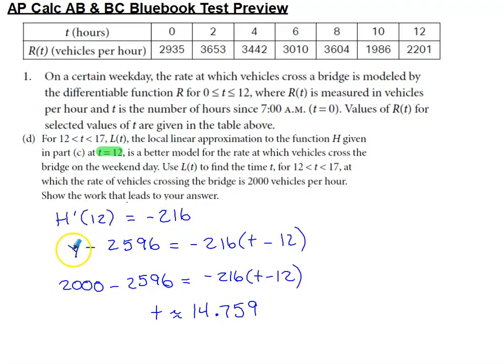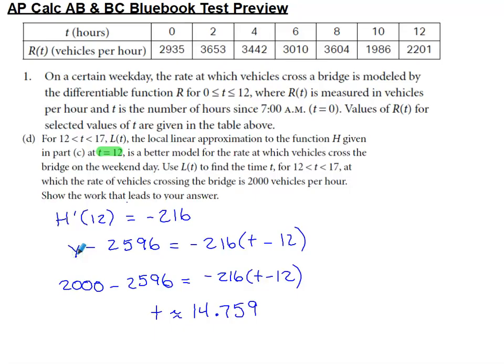And I'm building a point slope form for the equation of my tangent line right here. Slope is negative 216. The time that I'm basing my tangent line at is 12. The y value, so the actual value of h, simply putting 12 in place of the t's in the formula for h of t, gives me 2596. So here is my equation for my tangent line.